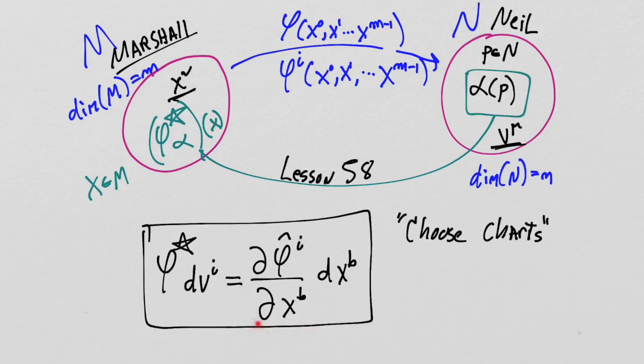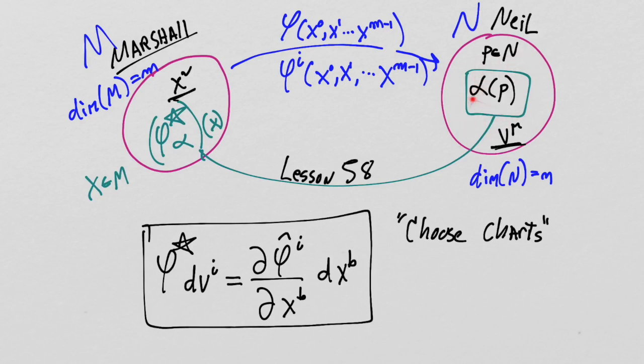And this partial derivative is totally doable, right? Because if we have this function psi that goes from Marshall to Neal, and we've chosen charts, therefore we have i versions of psi that are functions of the coordinates, and we can take derivatives of this because of manifolds. The whole structure of manifolds is what makes this thing possible. So this derivative is a straight up partial derivative of regular calculus. This is a sum.